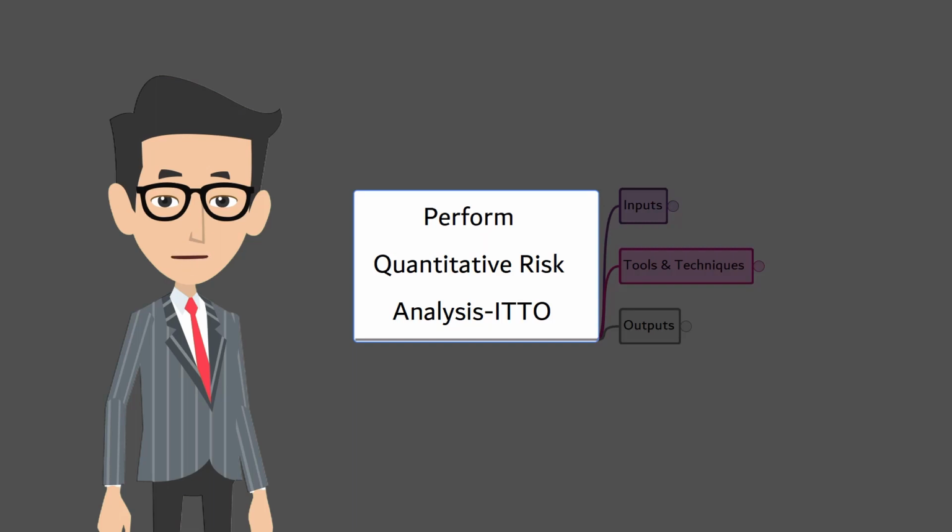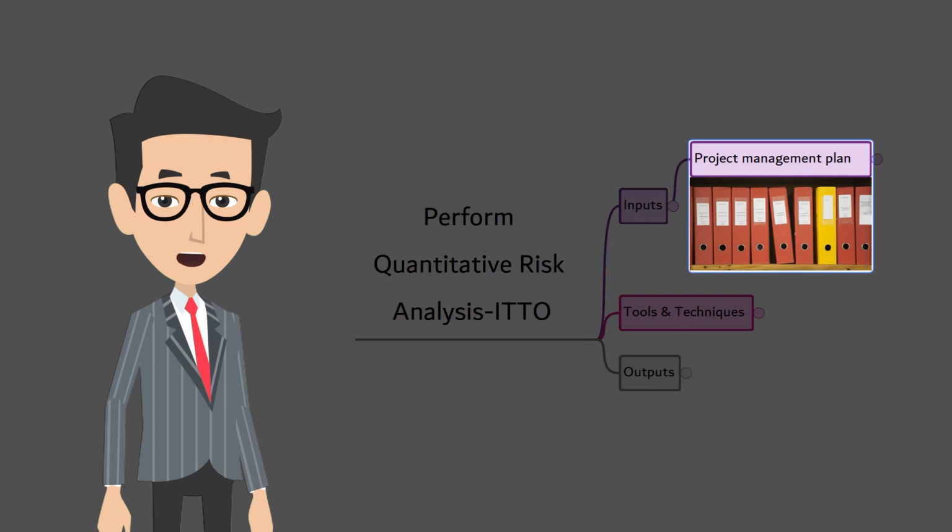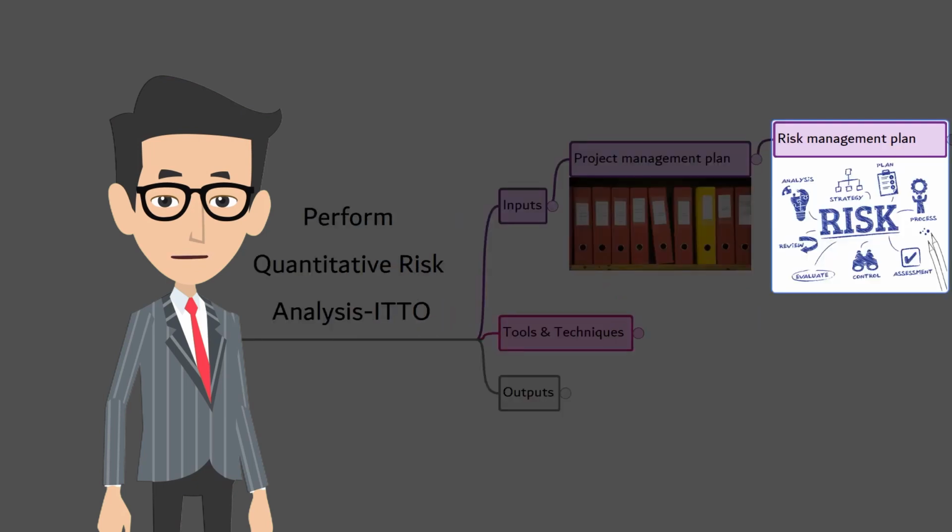Let's discuss the ITTOs. First, the inputs. In it, the first one is project management plan. The four components of project management plan that are used as inputs are: first one, risk management plan.